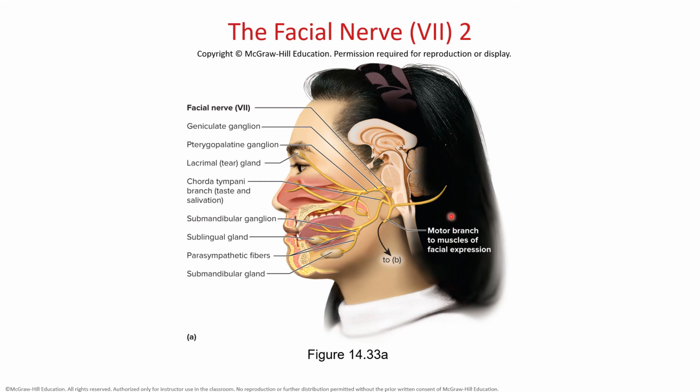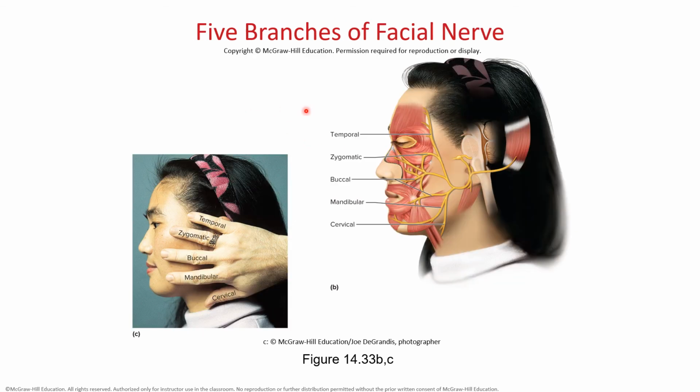So here we can see the facial nerve, cranial nerve number 7. We can see the different areas it goes to. So there are 5 branches of the facial nerve. Here you can see those. So the temporal, the zygomatic, the buccal, the mandibular, and the cervical. So you can memorize those.